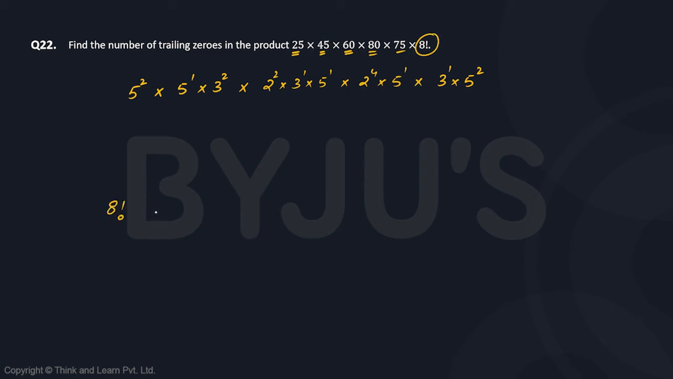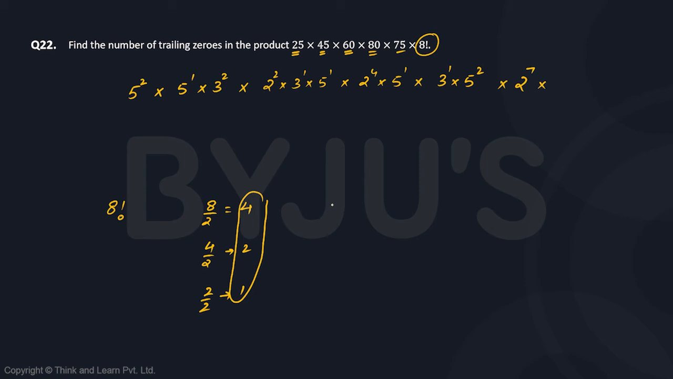Now in 8 factorial, I'll just find the power of 2 and the power of 5. Now to find out the power of 2, I'll divide 8 successively by 2 and keep track of quotients. So 8 upon 2 is 4, then 4 upon 2 is 2, and then 2 upon 2 is 1. And we'll add these numbers. So in 8 factorial, the power of 2 is 4 plus 2 plus 1, that is 7. So I have 2 raised to the power 7.